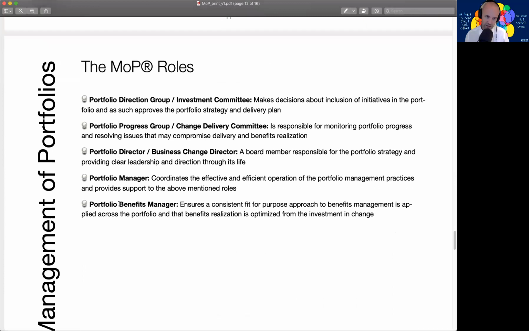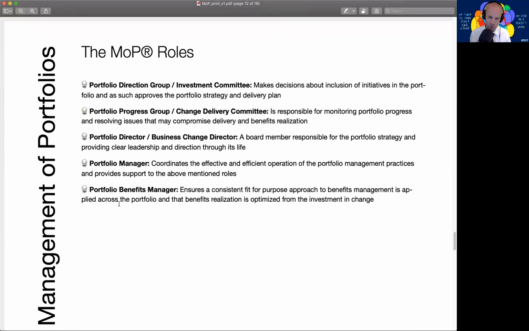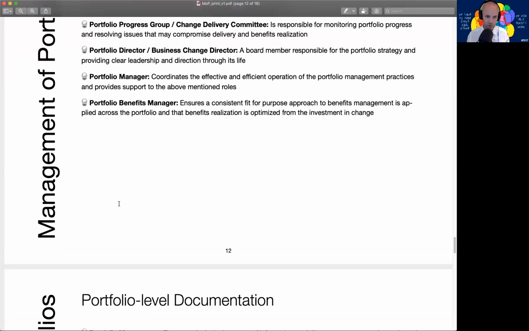There's roles. We'll go through these roles, who approves what, who's making decisions, etc. So the roles are included in this, and you'll be tested on those in the exam. There's basically an investment committee who makes a decision, a delivery committee who fixes things, a change director who's a champion and leads the implementation, a portfolio manager who has a secretary role, and a benefits manager who's only focused on benefits collectively for the portfolio.